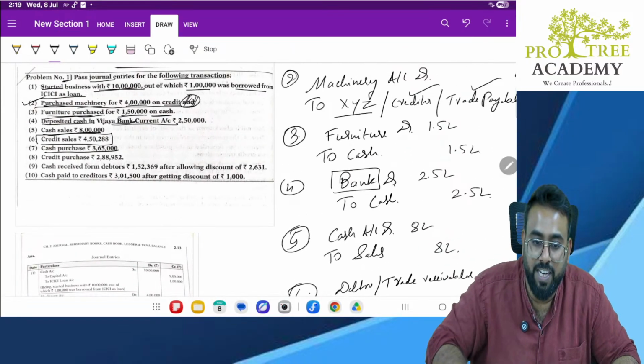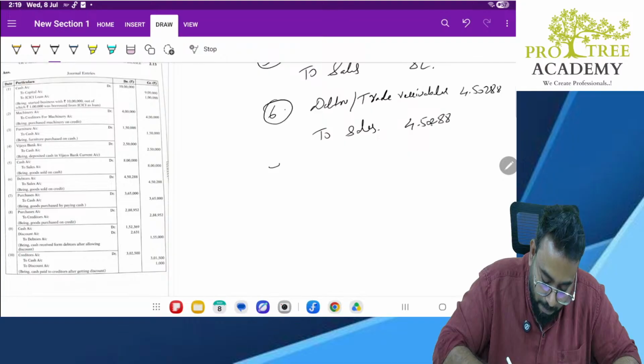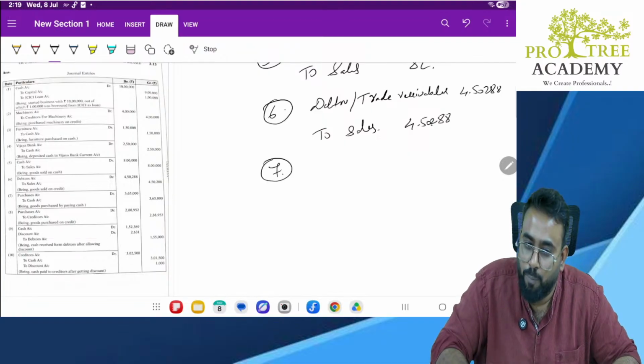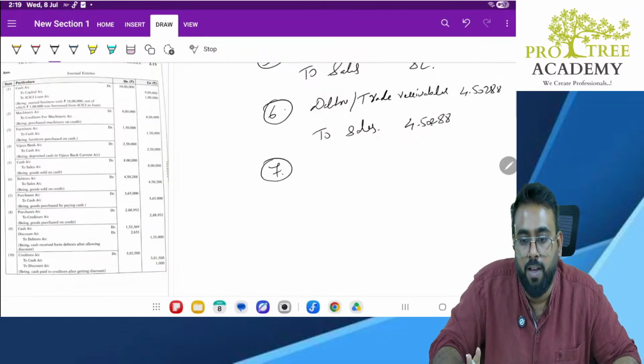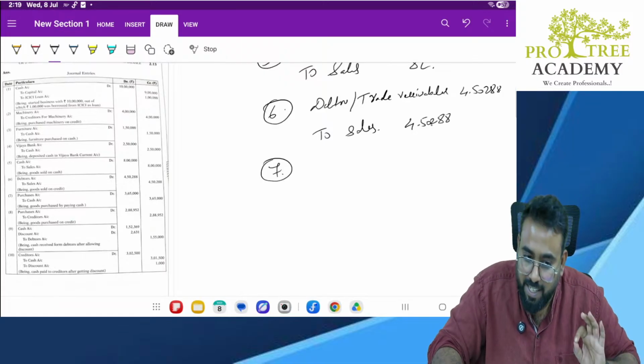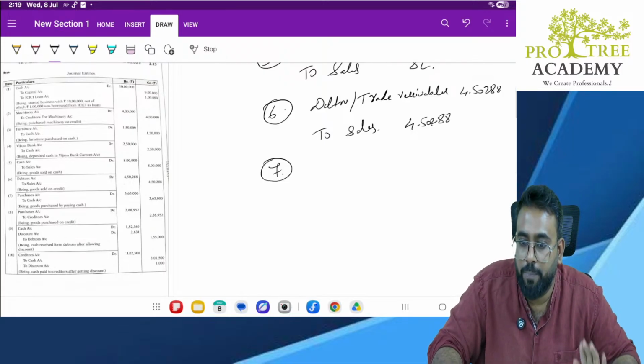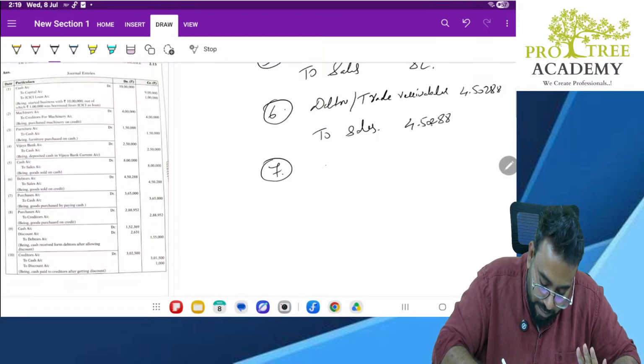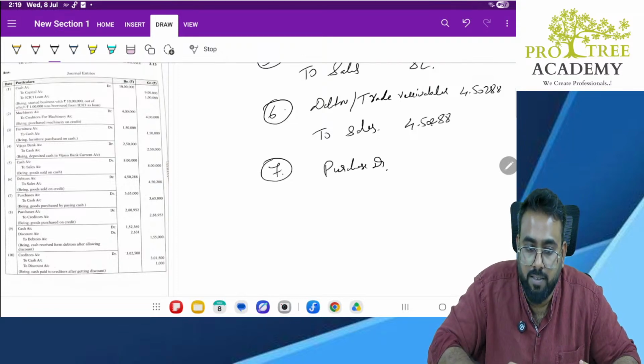Cash purchase of 3,65,000. What is the entry? Purchase is an expense, economic benefit outflow. What do we purchase? We purchase our trading goods. So purchase is an expense. So when expense goes up, it will be debited. So purchase account debit. Correct? Yes or no?